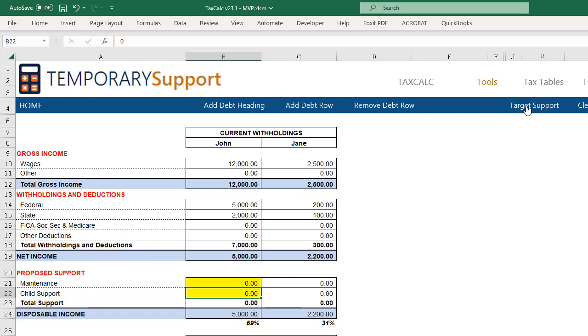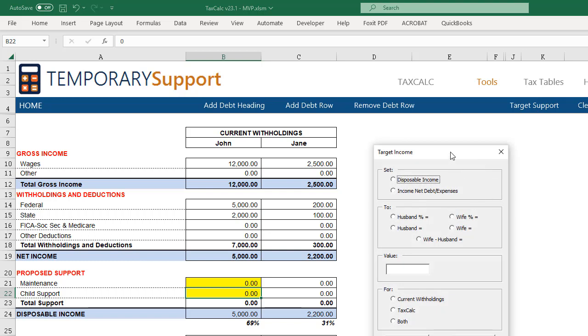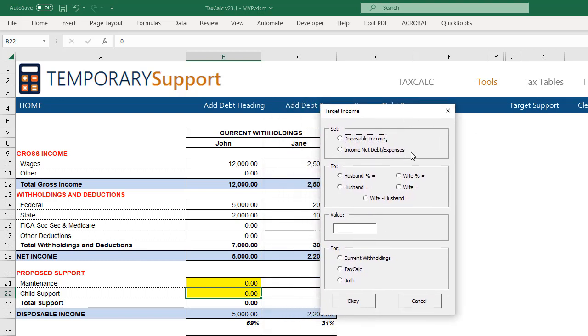And how do you do that? You use this target support here in the upper right. So if you hit that, it will give you a pop-up, and that pop-up will allow you to do a number of things. I often am looking at the income after debts and expenses. In this case, we're going to want that income for the husband to have 50%.